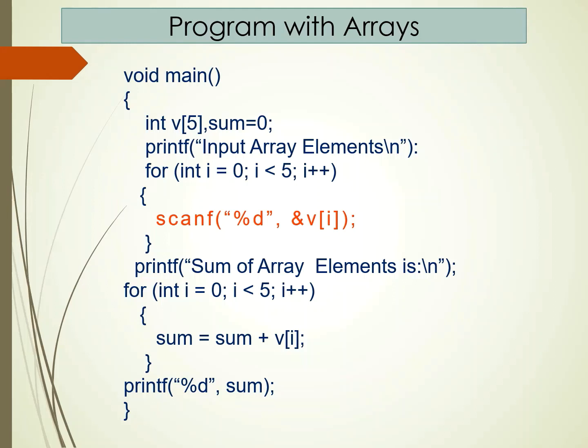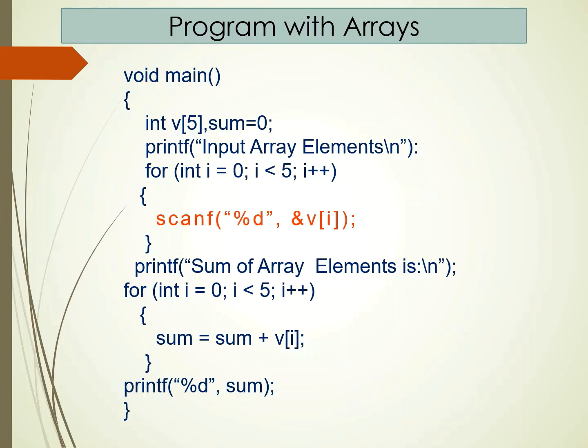And the second half is exactly the same as the previous program. Printf sum of the array elements, then the for loop, and within the for loop the expression sum equal to sum plus v of I, and finally we are printing the final result, printf %d comma sum.